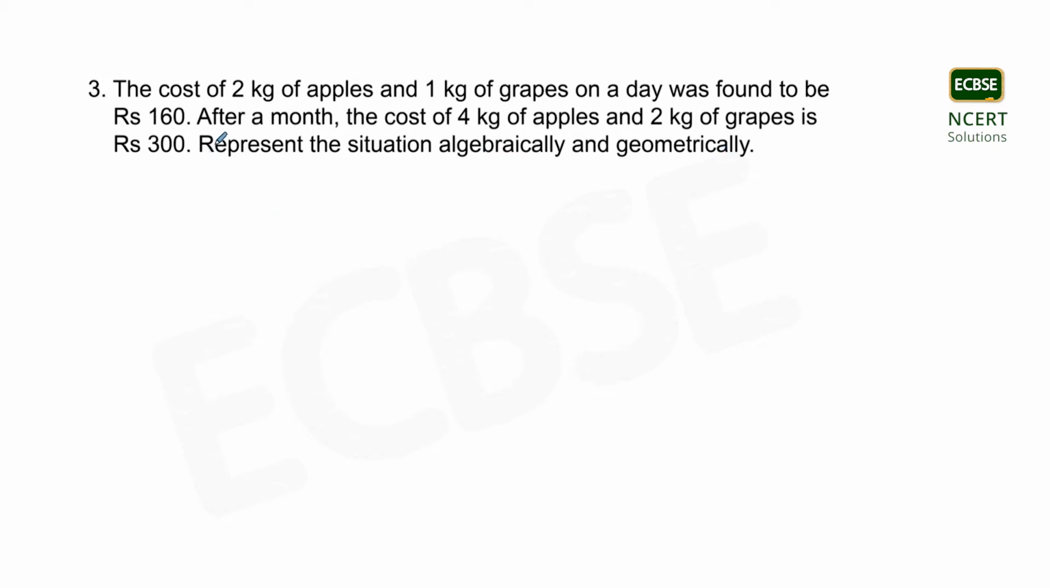So if we read this question again, the data provided is that 2 kg of apples and 1 kg of grapes, which was bought on any day, which is not specific in this question, was found to be rupees 160. And after a month, if a person buys 4 kg of apples and 2 kg of grapes, it costs him rupees 300. So represent the situation algebraically and geometrically.